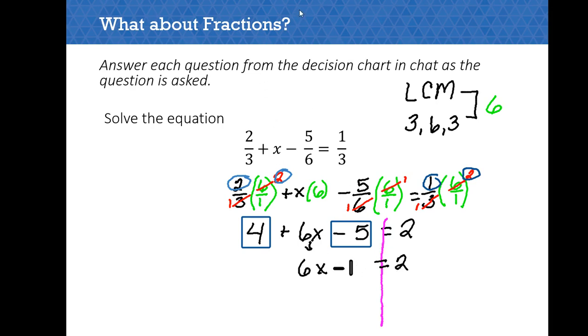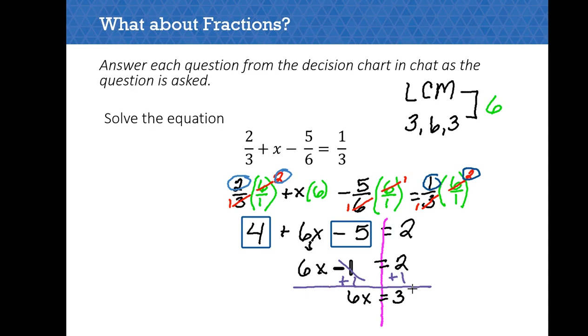So I am going to use that inverse operation. Since this is subtracted, I'm going to add 1 to both sides. When I do that, these are going to cancel out, which is going to leave me with just 6x over here on the left. And then 2 plus 1 is going to give me 3. So that was moving it away from the variable. I've got to move the -1 because that's on the same side with the variable. So I add it over.